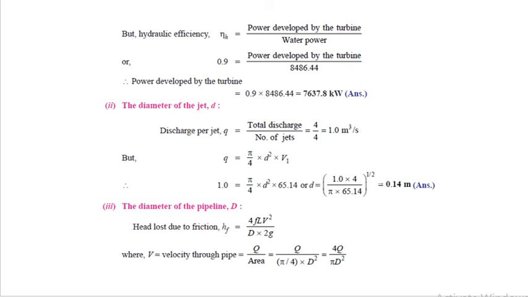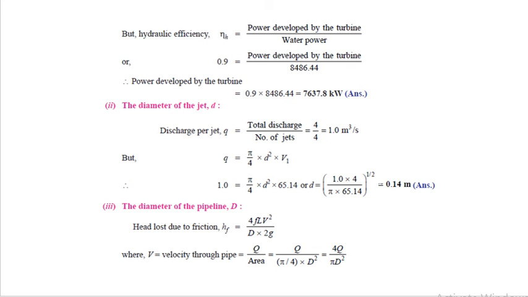Now you have to calculate the diameter of the jet. How will you calculate it? First we need to calculate the discharge per jet. Per jet discharge you can calculate by total discharge upon number of jets. Total discharge was 4 meter cube per second, and the total number of jets is also 4. So discharge per jet is 1 meter cube per second, and you know that discharge is equal to area into velocity, that is π by 4 small d squared into V1, where small d is the diameter of the jet. With this relation you can calculate the diameter of the jet, that is 0.14 meter.